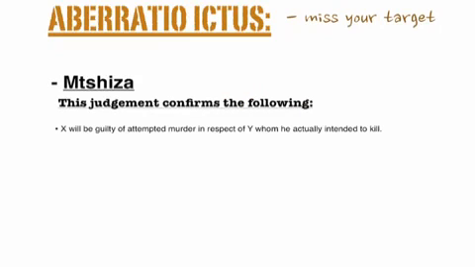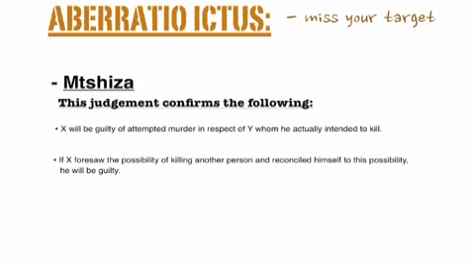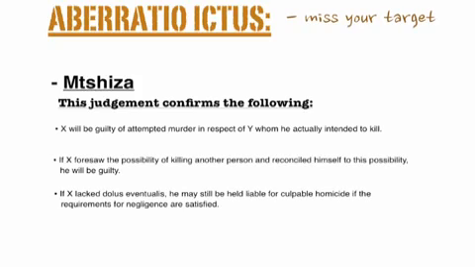X will be guilty of attempted murder in respect of Y, whom he actually intended to kill. If X foresaw the possibility of killing another person and reconciled himself to this possibility, he will be guilty and have intention in the form of dolus eventualis. If X lacked dolus eventualis, he may still be held liable for culpable homicide if the requirements for negligence are satisfied.